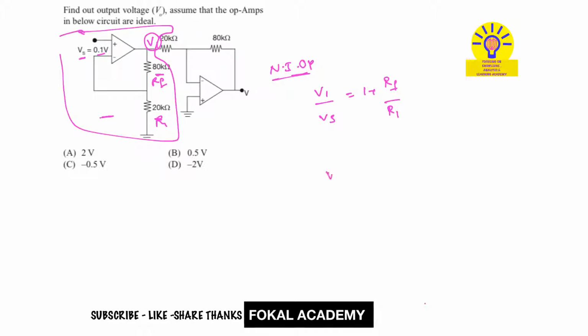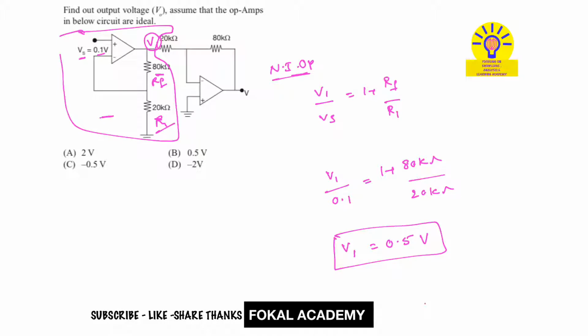So V1 is what we are going to find. V1 by Vs, 0.1, equals 1 plus Rf, which is 80 kilo ohms, divided by R1, which is 20 kilo ohms. From this we'll get V1 equal to 0.5 volts. This voltage is given as input to the second op-amp circuit.